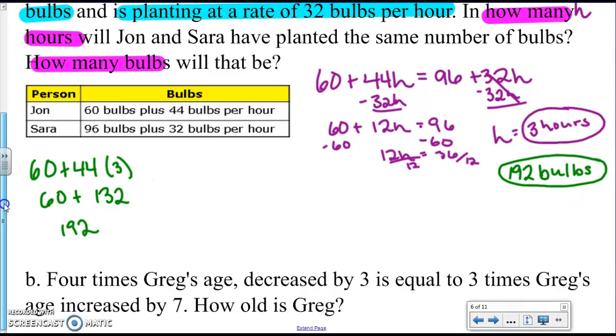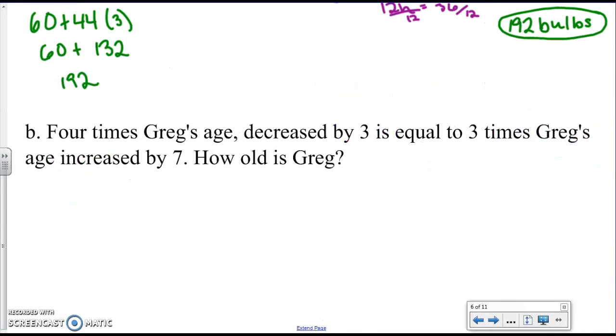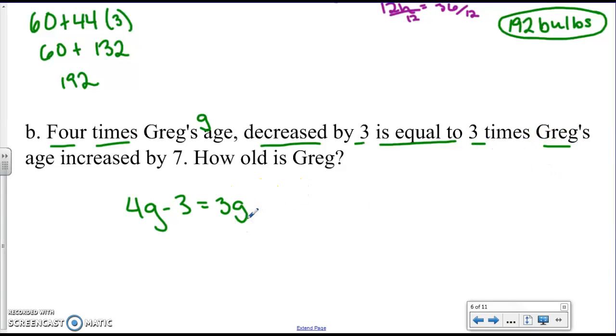Okay, let's try the next one. 4 times Greg's age, we're going to say G, decreased by 3. So 4 times Greg's age, decreased by means minus 3, equals 3 times Greg's age, increased by 7.